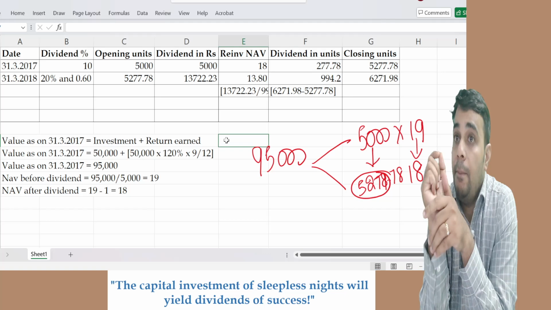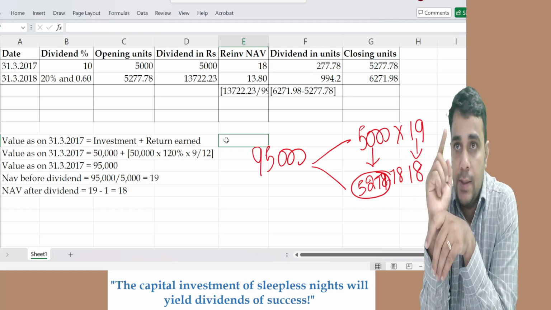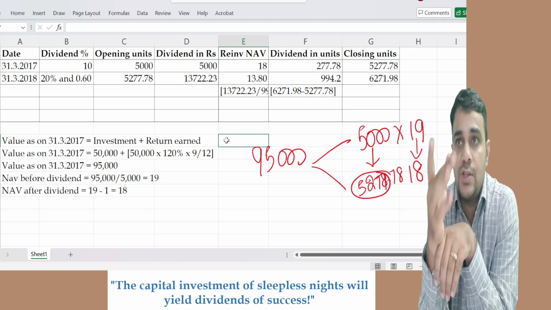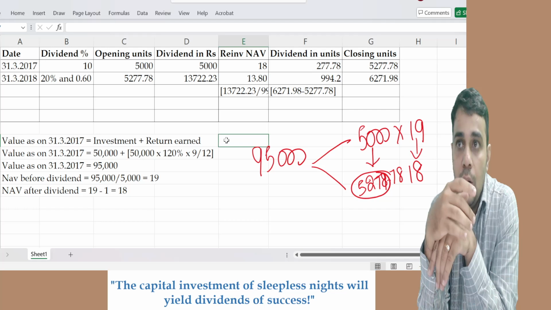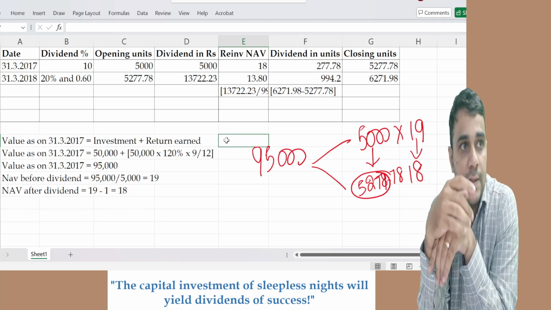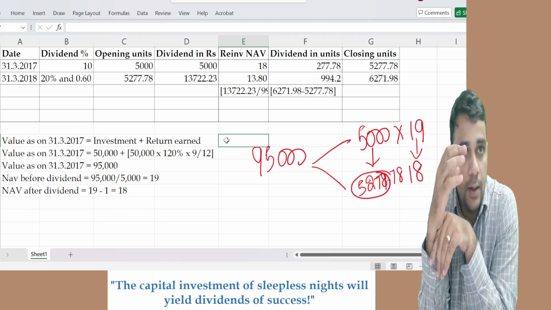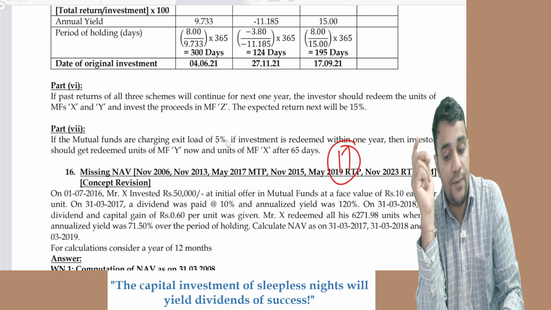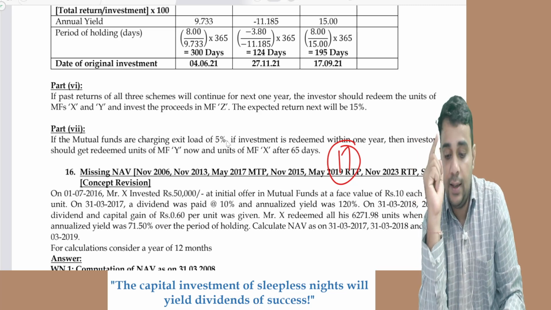This is the number after dividend is paid. Pre-dividend extra 2 rupees 60 paise. Any doubts on this? Clear? Then this is the second NAV they wanted. The first NAV they wanted, we have calculated 31/3/2017, 31/3/2018.